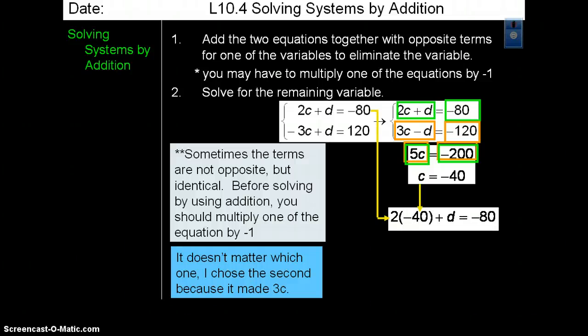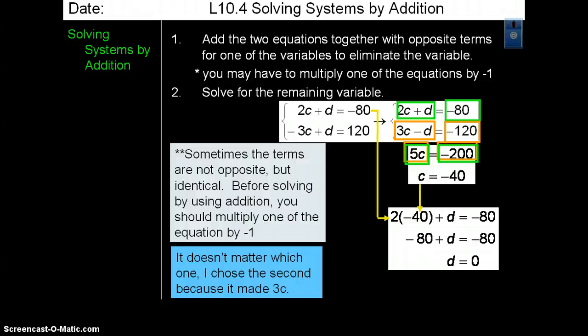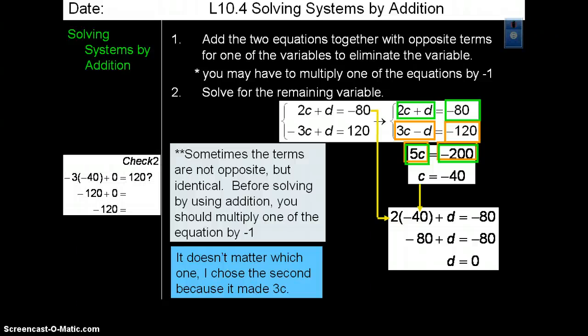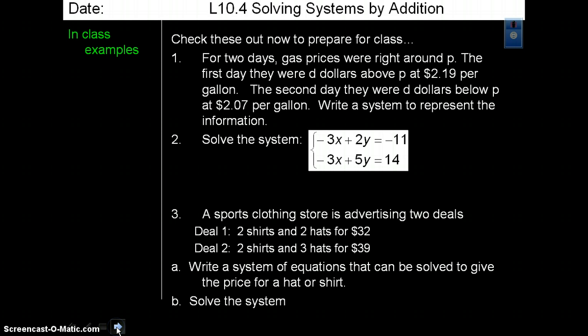Substitution into the first equation will tell us that 2 times -40 plus d equals -80. So -80 plus d equals -80. We just found out that d equals 0. Since we used equation number 1 to find d, I'm going to do a check 2. For a second there, it didn't look like it worked out. -120 equals positive 120, but a negative times a negative is a positive, which would result in a positive 120. So check 2 works out perfectly, and we know we have found a valid solution.